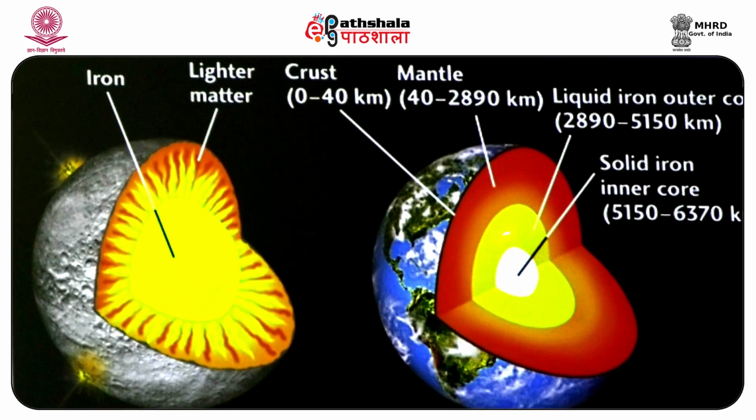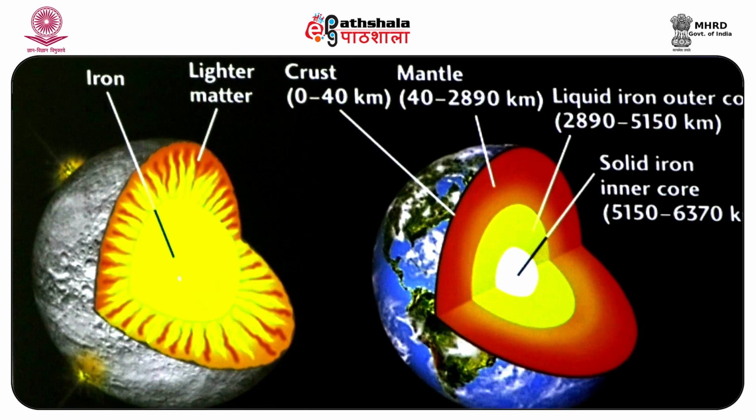between 2890 and 5150 kilometers, which is again convecting, and then we have the inner core which is solid. This is from 5150 to 6370 kilometers. As I told you, in the beginning the core formed because of the big impact, and then iron and nickel got concentrated in the core, and the lighter material like the silicates and carbonates moved into the mantle, and finally from mantle to the crust.